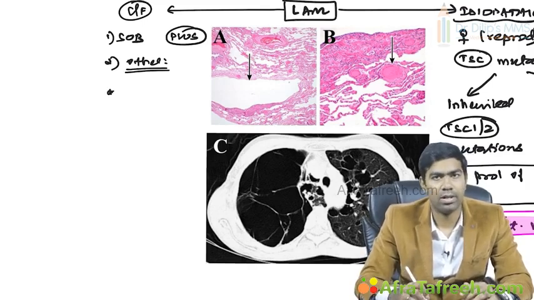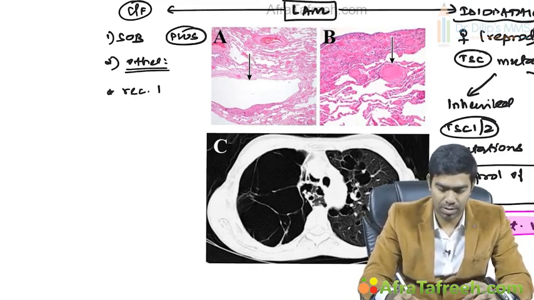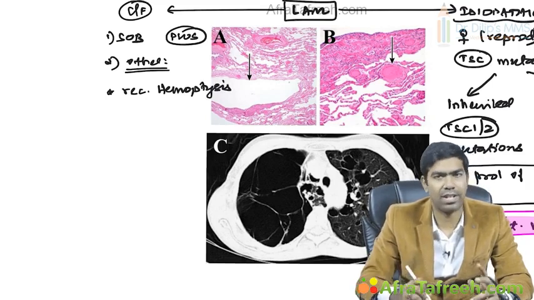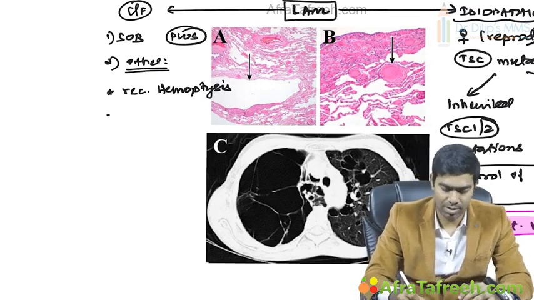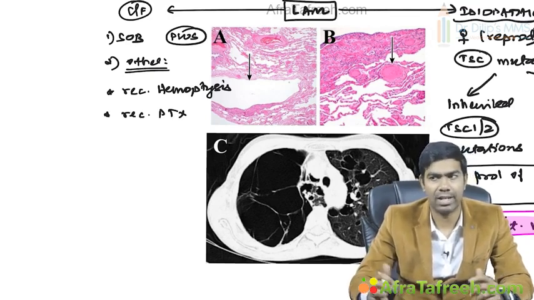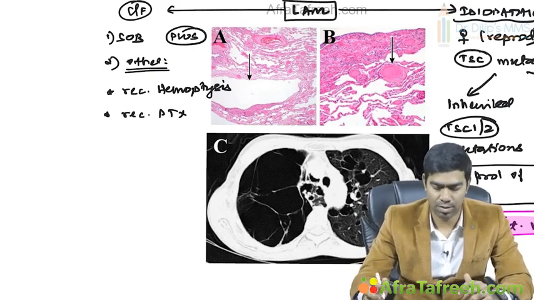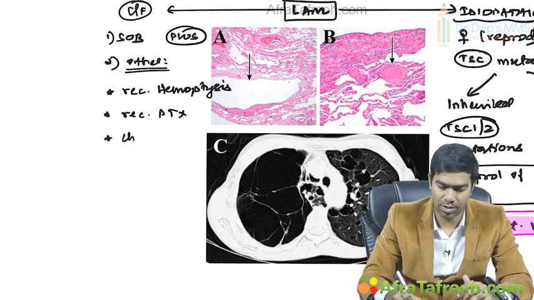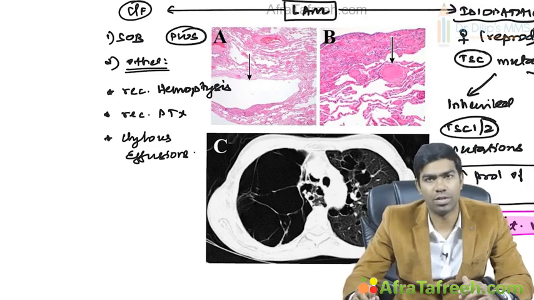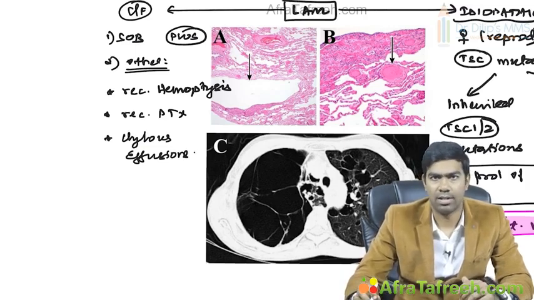Point number one, they present with recurrent hemoptysis. This is not common in other ILDs, very rare with ILDs in general. Second, recurrent pneumothorax, because it's a cystic disease. Again, not a common feature of ILD except for pulmonary Langerhans histiocytosis. Number three, they come with recurrent chylous effusions as well. Again, this is a very rare feature. Pleural effusion is not a common feature in ILDs.